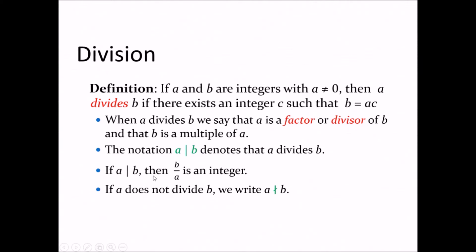And if a divides b, then b over a is an integer. If a divides b, then b is equal to ac, and this implies b over a is equal to c, and c is an integer, so b over a is an integer. Another remark: if a does not divide b, then the notation for this is a with a cross through the bar, which means a does not divide b.